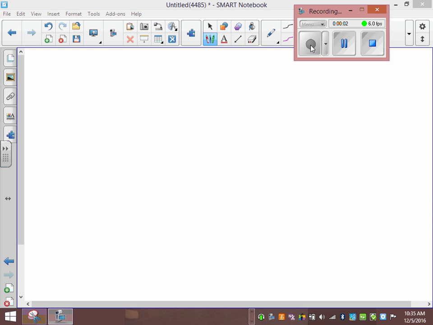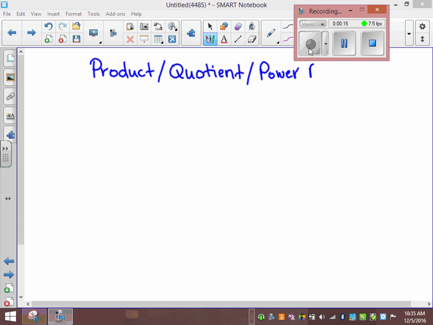So today we're doing product, quotient, and power rule. So on your formula sheet, the very first one we're going to go over is the product rule. The product rule is the very first one on your formula sheet.